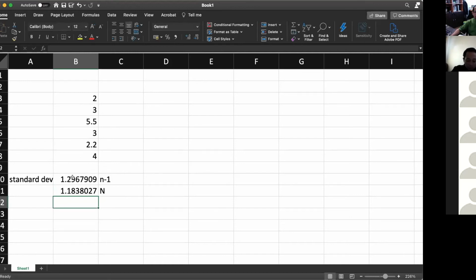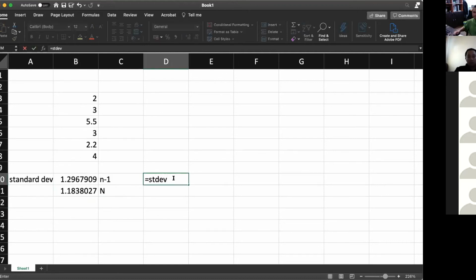Okay, how about if we use the old command STDEV? Then we highlight here. It's the same. So STDEV.S is the same as the STDEV command in Excel.